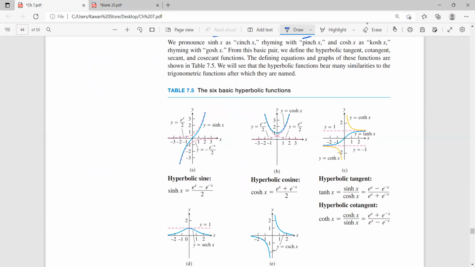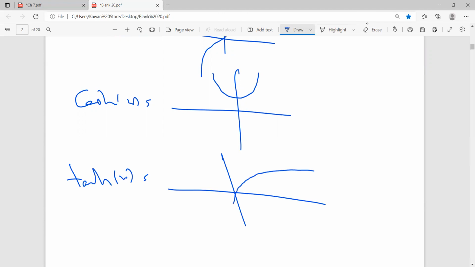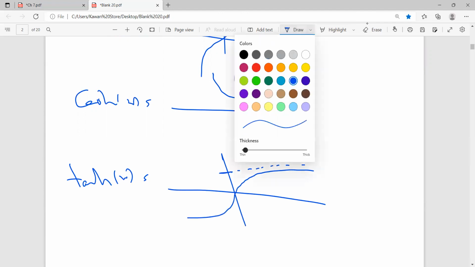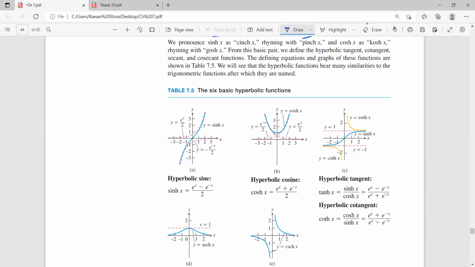How about tan hyperbolic? It's like a cubic root. We have tan hyperbolic of x. It looks like a cubic root, but here we have an asymptote here and an asymptote there. It looks like tan inverse, right? But here we have 1 and minus 1 instead of pi over 2 and minus pi over 2.